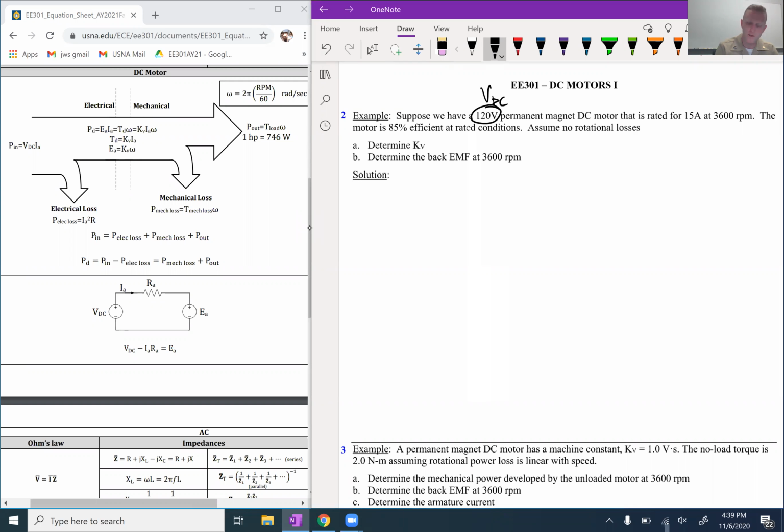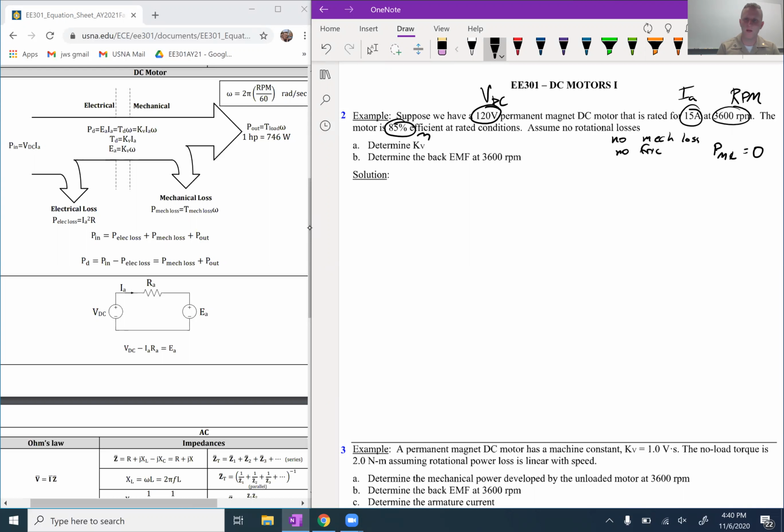need to find what it is that we have that we're working with. We're working with these terms right here. Here's my RPM, revolutions per minute. Right here is my efficiency, eta, at rated conditions, and assume no rotational losses. That's like saying no mechanical loss, no friction loss. And the main thing equation-wise is that that means that the P mechanical loss equals 0.